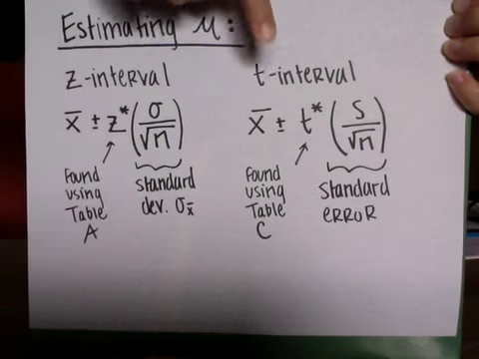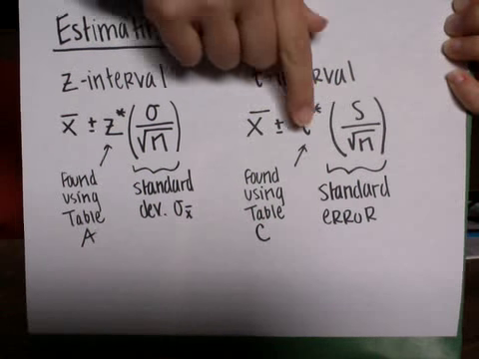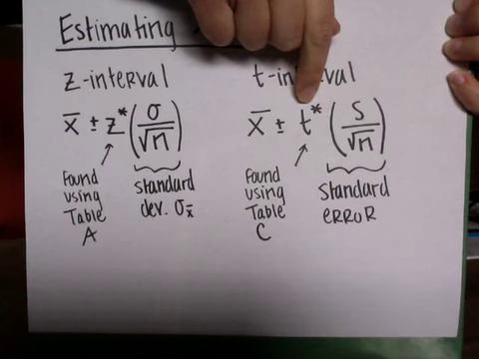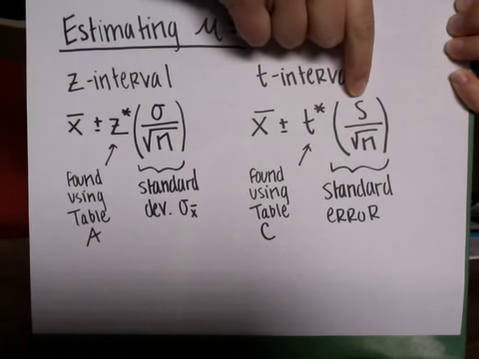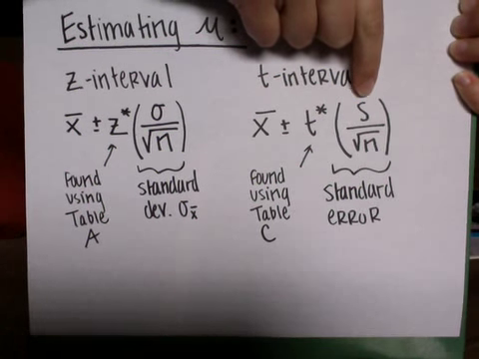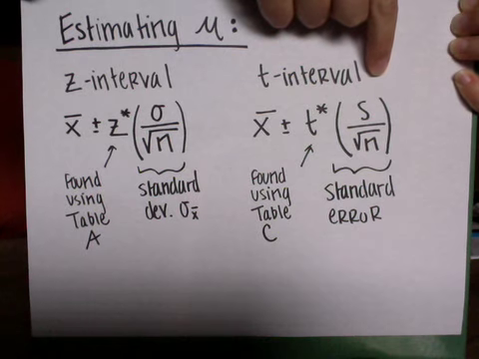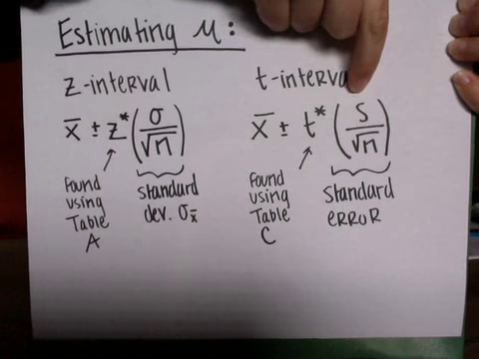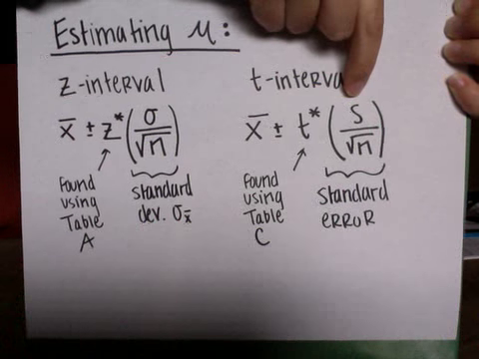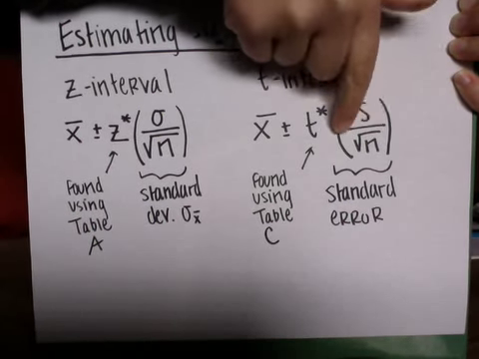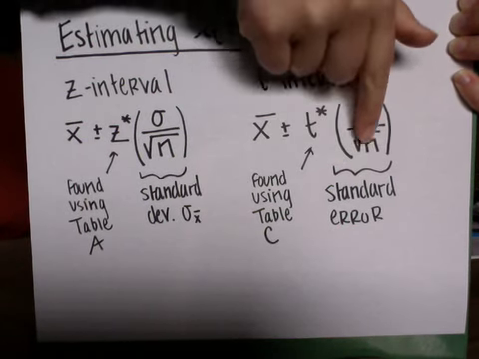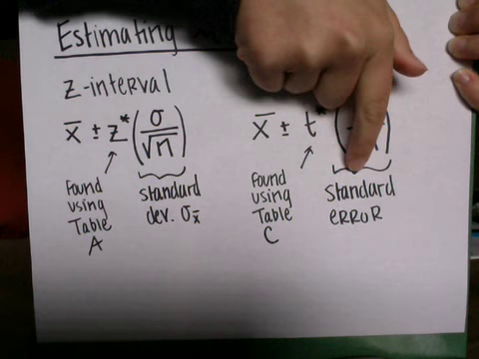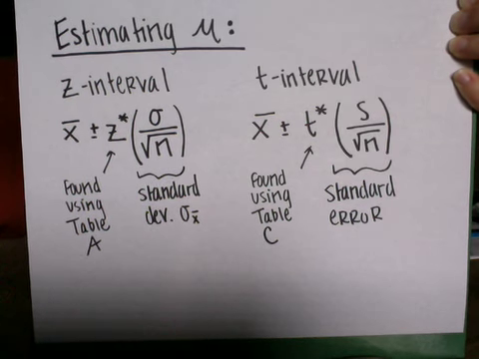Now if you go over here to our t-interval, our critical value t is found using table C, while our standard deviation now is called the standard error. It's called the standard error because the fact we have s here rather than sigma, there's automatically going to be some error involved in this value, this whole value. So we call it the standard error rather than the standard deviation.